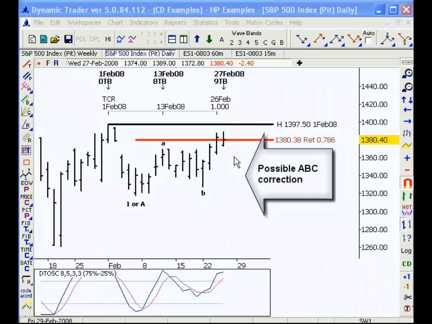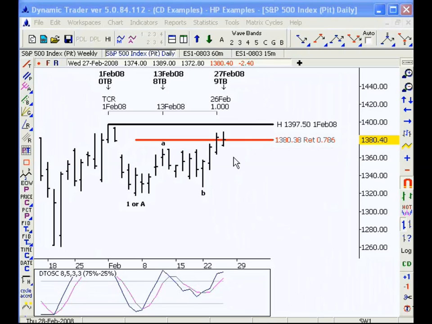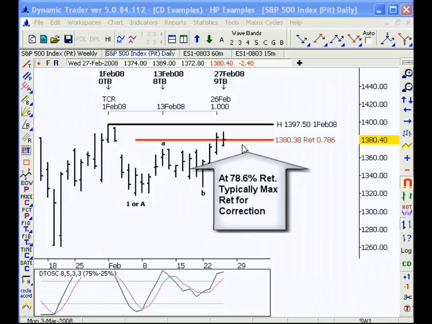We have one section up, a section down, and then we have the third section up that's taken out the high of the first section. So we have at least the minimum pattern structure for a possible ABC rally. We can see that it's reached a bit above the 78.6% retracement, and as you learned in the book, around the 78.6% retracement is usually the maximum retracement for a correction.